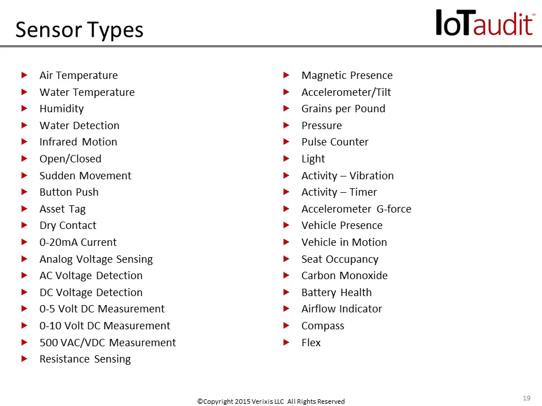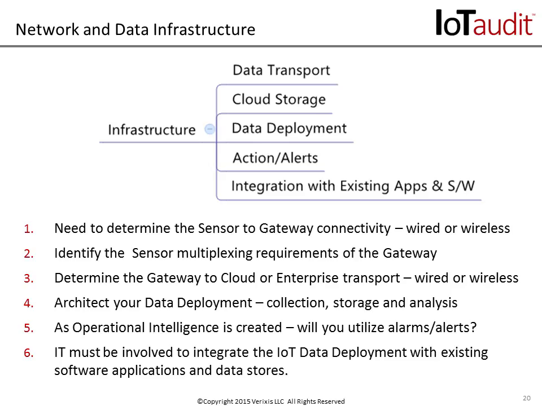This slide lists many of the sensor type modalities that you might use in an IoT deployment. It's not an exhaustive list, but you can see here it's pretty significant in terms of the different kinds of sensors. You may want to stop the presentation here and take a look at these and review which of these sensors are going to make sense in your IoT deployment.